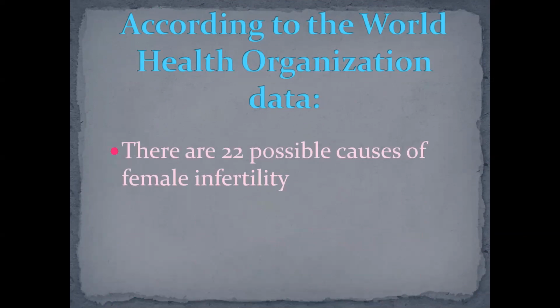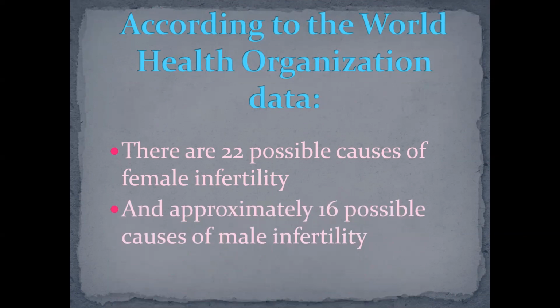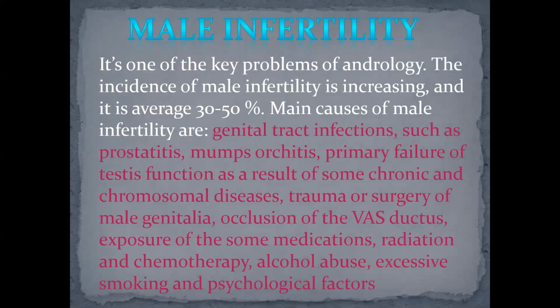According to World Health Organization data, there are 22 possible causes of female infertility and approximately 16 possible causes of male infertility. We will discuss them in detail later. Let's start with male infertility. Male infertility is one of the key problems of andrology. The incidence of male infertility is increasing and is on average 30 to 50%.